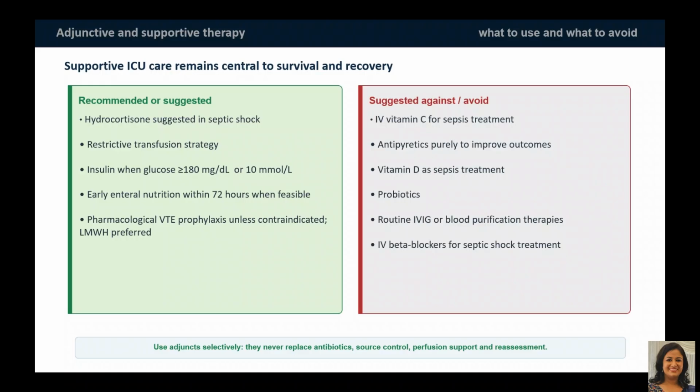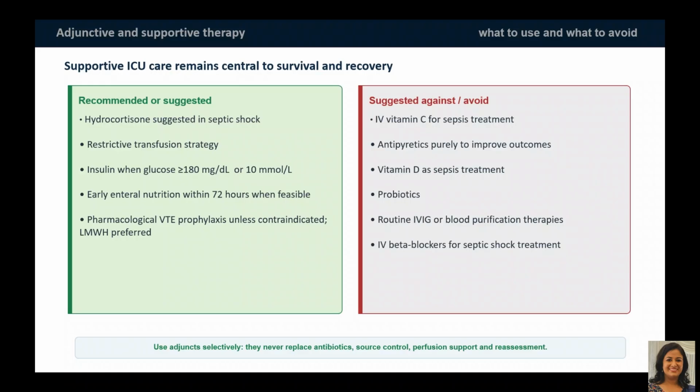I said earlier that the blood glucose level can go very high. In that case, we have to aim for a blood sugar level of less than 180 milligram per deciliter. The other most important one is starting early enteral feeding in this patient. They recommended starting enteral feeding within the first 72 hours if feasible. Also there is a place for pharmacological venous thromboembolism prophylaxis. If there is no contraindication, they prefer low molecular weight heparin in sepsis scenarios.